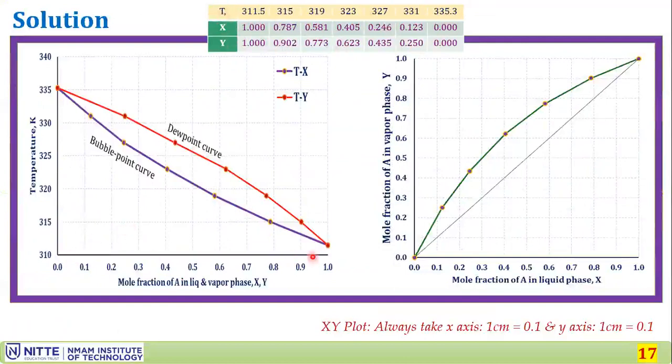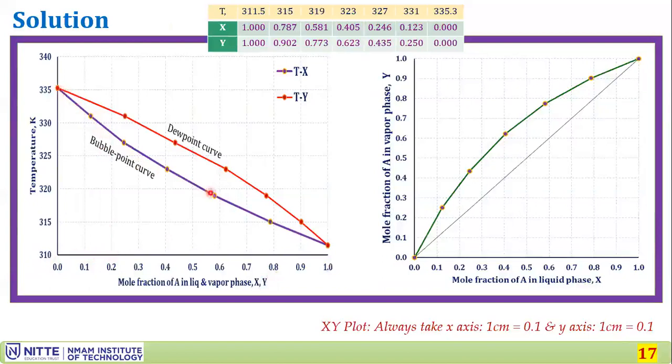T versus x, so x is on the x axis, or y is also on the x axis for the TXY diagram, and temperature on the y axis. You have to go up to 340 starting from 310. Don't go from 0, go from 310 to 340, so that the graph is an expanded version. And always use 0 to 1 for the x axis, both x and y, on a 0.1 scale. Don't take any other scale in distillation.